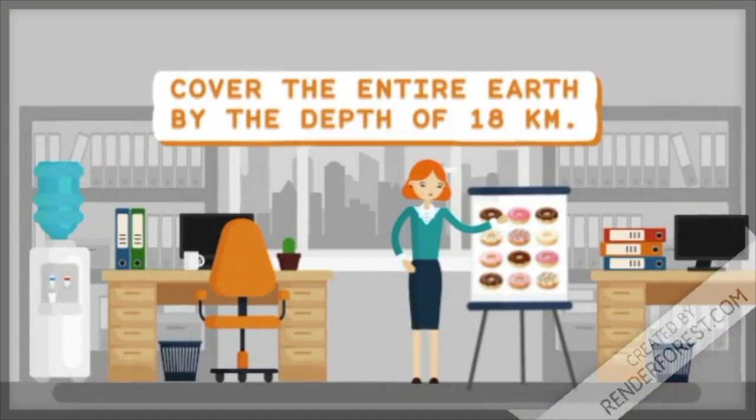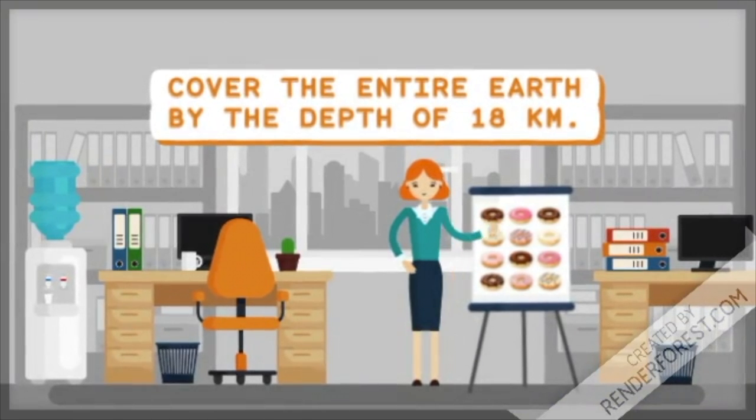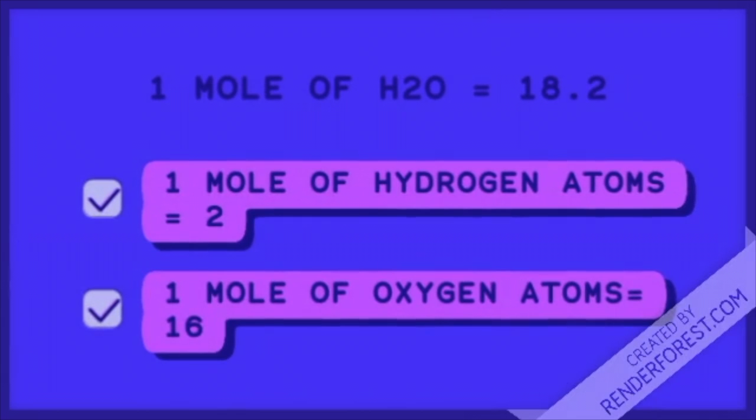But if you think about it, it's a gigantic number. Let's take donuts for example. A mole of donuts, which is 6.02 times 10 to the power of 23 donuts, can cover the entire Earth to a depth of 18 kilometers, which is huge. But in physics or chemistry, we are talking about something much smaller. We're talking about molecules or atoms. The mass of a mole of atoms is much smaller than that of donuts.